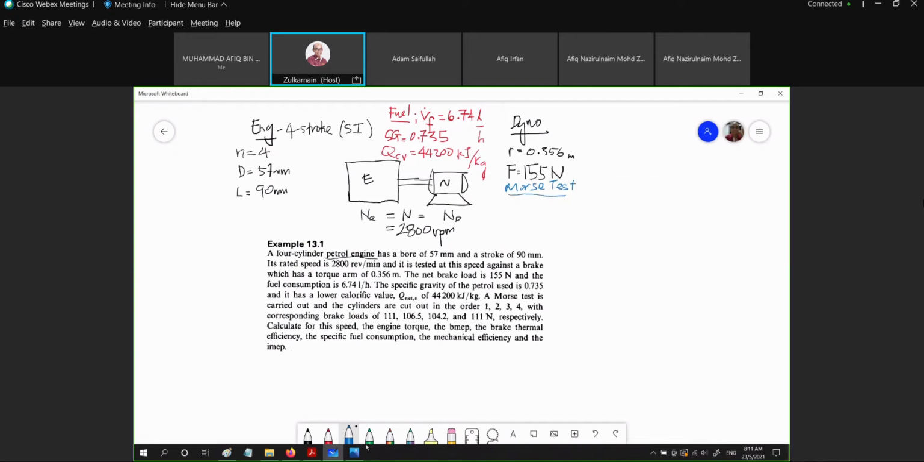Jadi ini bermakna semasa kita punya force bila number 1 ni off, kita dapat 111 Newton. Bila kita punya silinder number 2 ni off, kita dapat 106.5 Newton. Okay. And then bila kita punya silinder number 3 is off, kita again dapat 104.2.